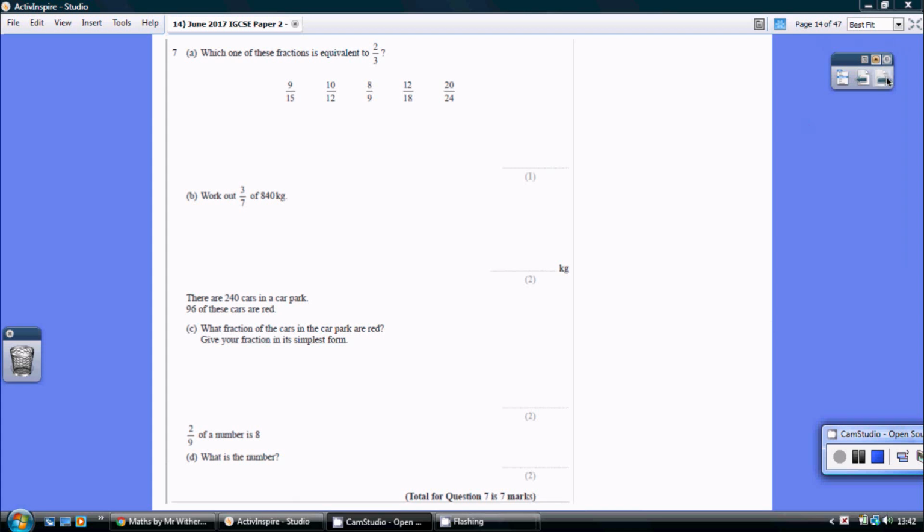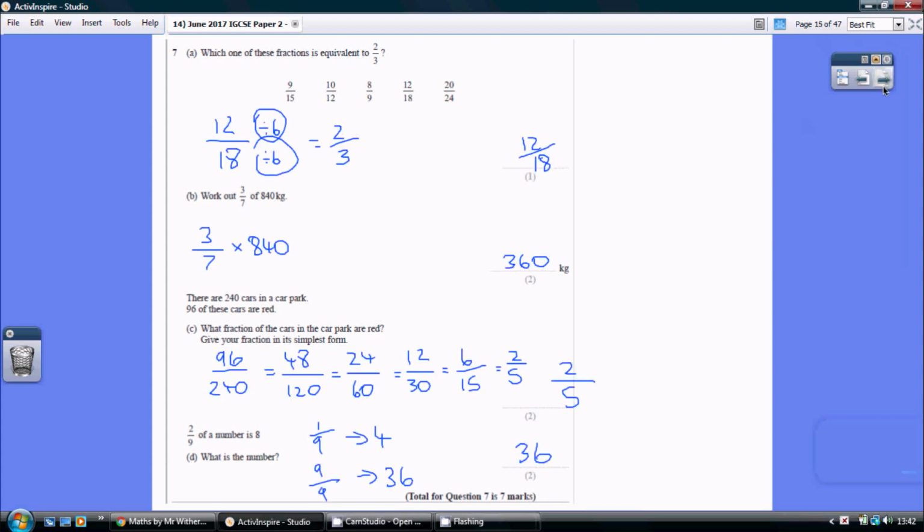Question 7. Now, which of these fractions is equivalent to 2/3? If we just focus on the equivalent fraction, we can see that it's 12 over 18, because if you divide top and bottom by 6, you get 2/3, so 12 over 18 is the answer.